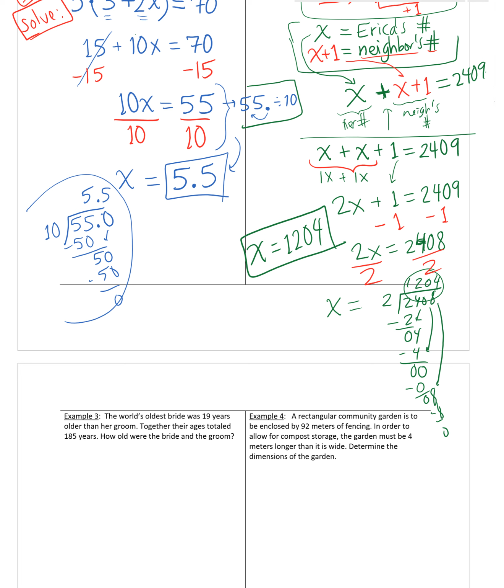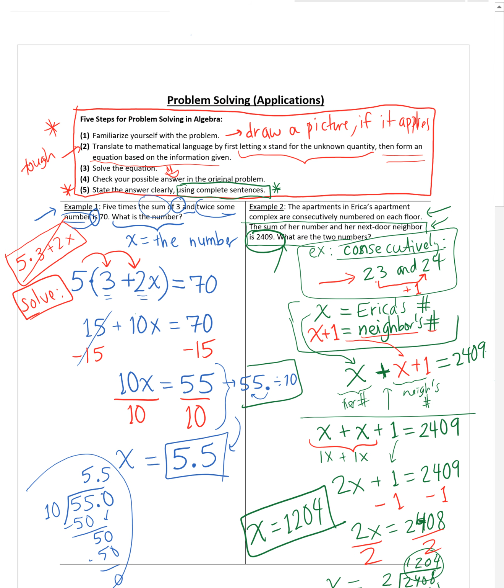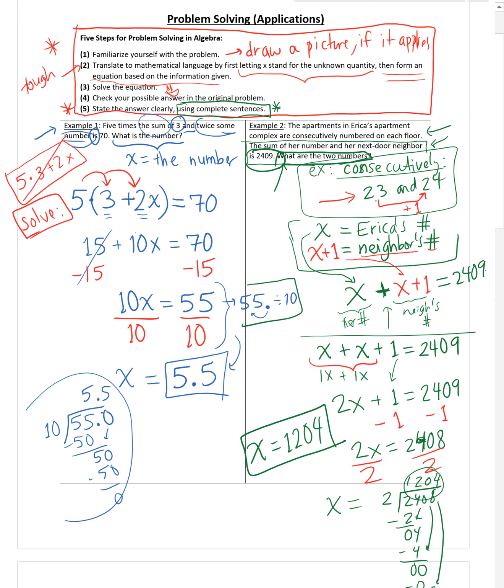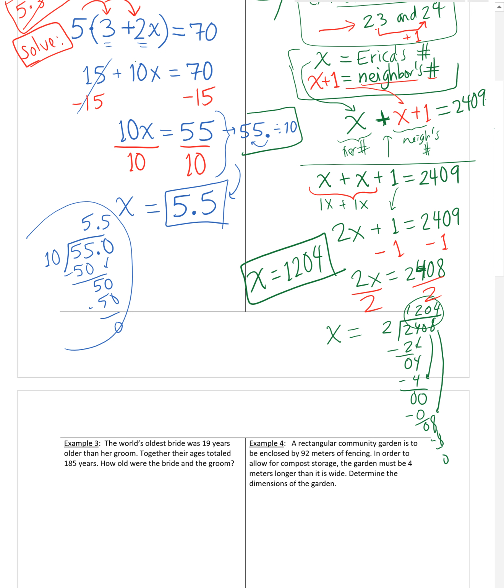And a lot of these problems, you set up the equation, you solve for x, or whatever your variable is, and maybe you're not quite done yet. There might be more that they were asking for. So this is probably one of those times. What did they ask for in the very end? They said, what are the two numbers? So we found one of them, x is 1204, and remember that x was Erica's number. Was that her name? Erica? Yeah, I think so. What was her neighbor's number?